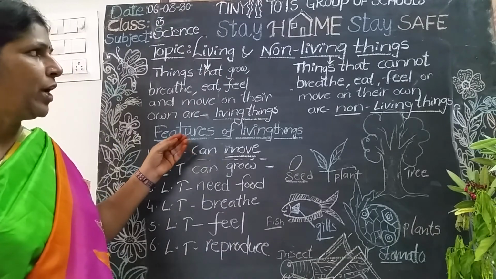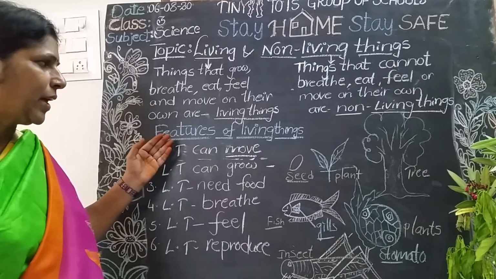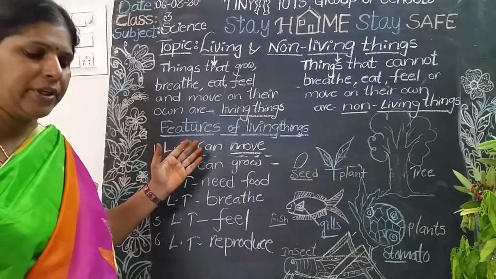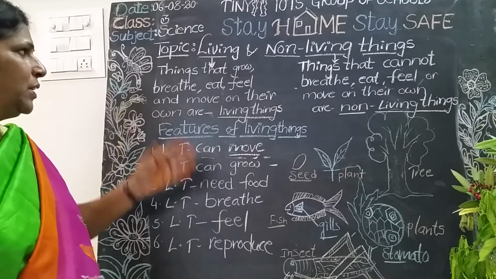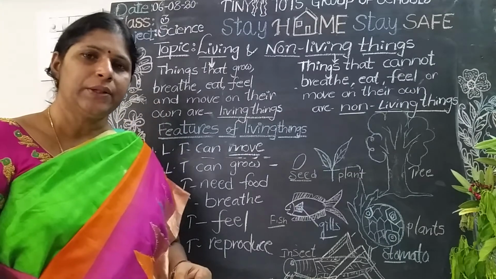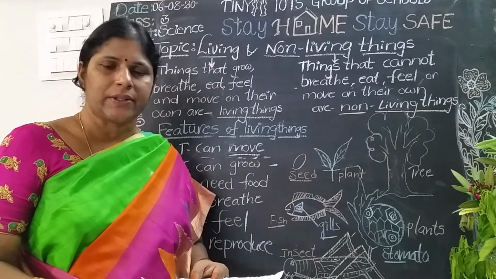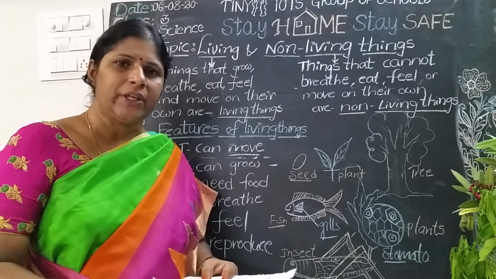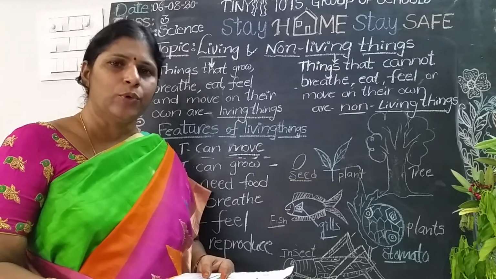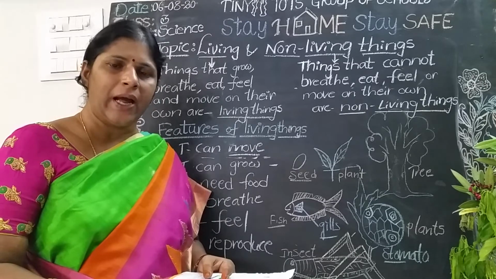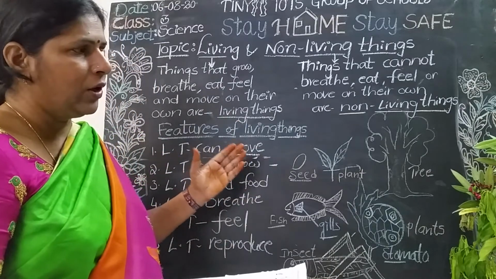Now, today we are going to learn the important characteristic features of living things. So, see here, what are called living things? Things that grow, breathe, feel and move on their own are called living things. What are called non-living things? Things which cannot grow, cannot move, and cannot feel and breathe on their own are called non-living things.